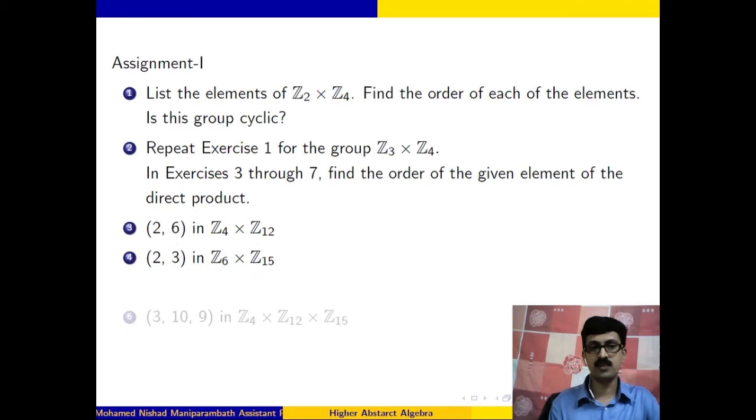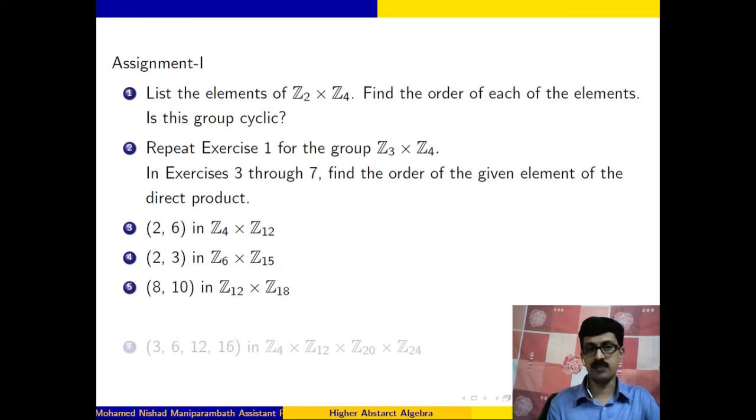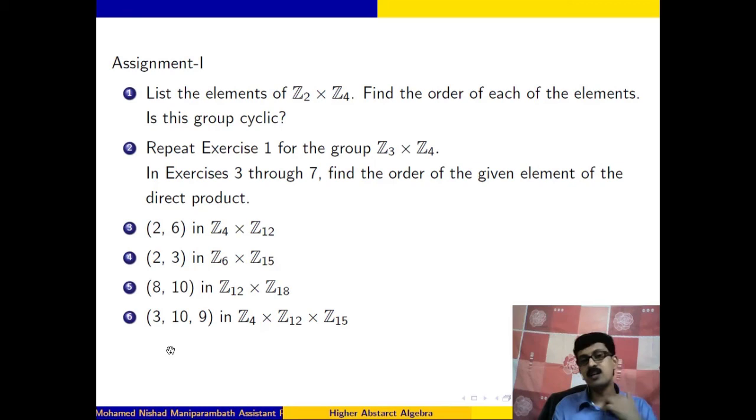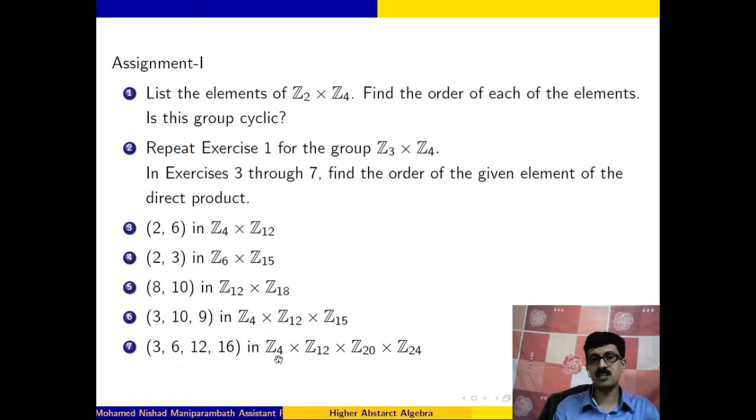Similarly, you may find the order of (2, 3) in Z6 cross Z15. And find the order of the given element in Z12 cross Z18. And find the order of (3, 10, 9) in Z4 cross Z12 cross Z15. And also find the order of (3, 6, 12, 16) in Z4 cross Z12 cross Z20 cross Z24.